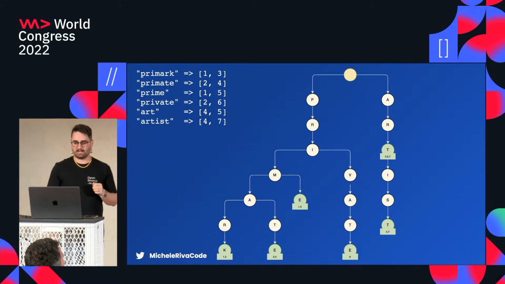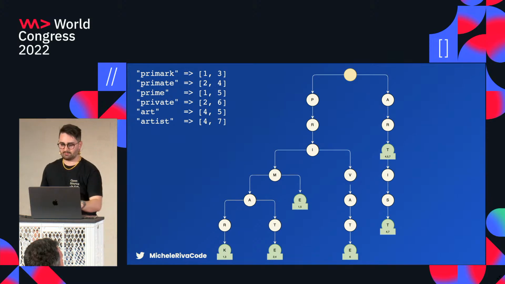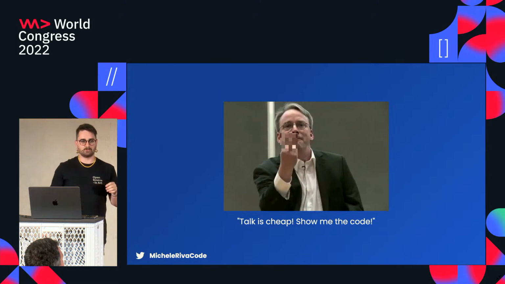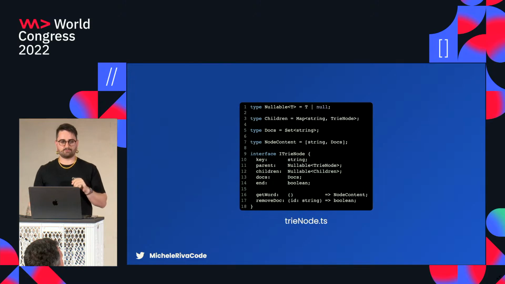Now, I talked about TypeScript at the beginning. Talk is cheap, show me the code. Oh, OK, Linus, let's do that. So let's create an interface for our node. Let's start with that. We basically create a tree node.